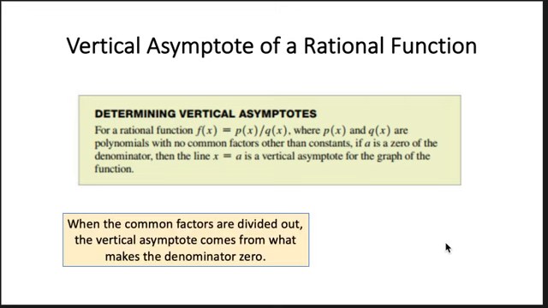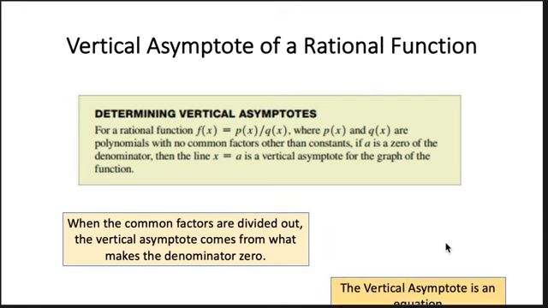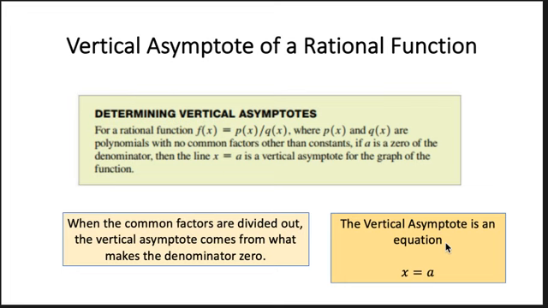So basically what this definition says is when the common factors are divided out, the vertical asymptote comes from what makes the denominator zero. And that vertical asymptote is going to be an equation, and the equation is going to be x equals a.